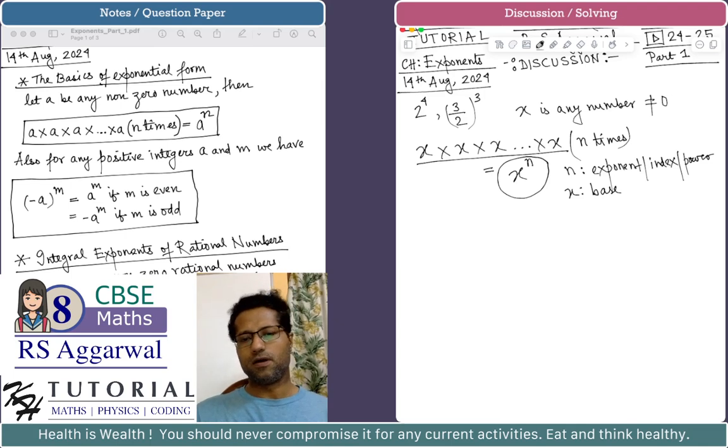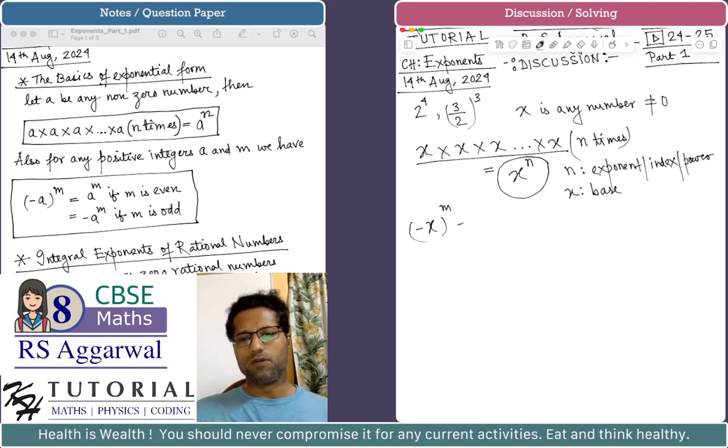Let's say x is a number. Primarily we are discussing rational numbers. Let's say x is a positive rational number. Now what will be minus x to the power m? Minus x to the power m.